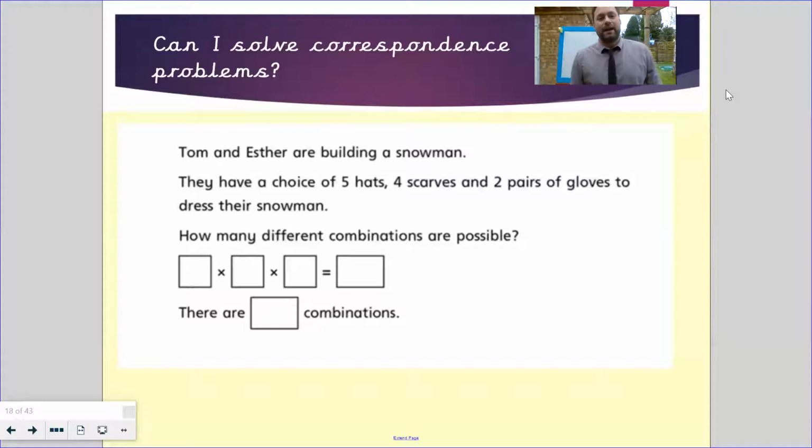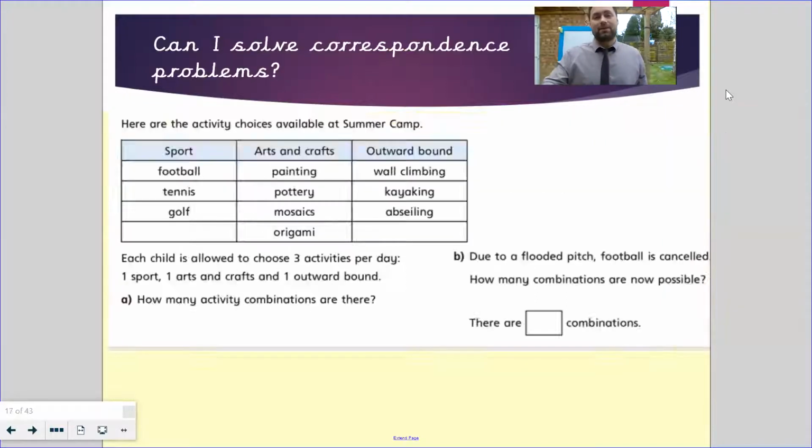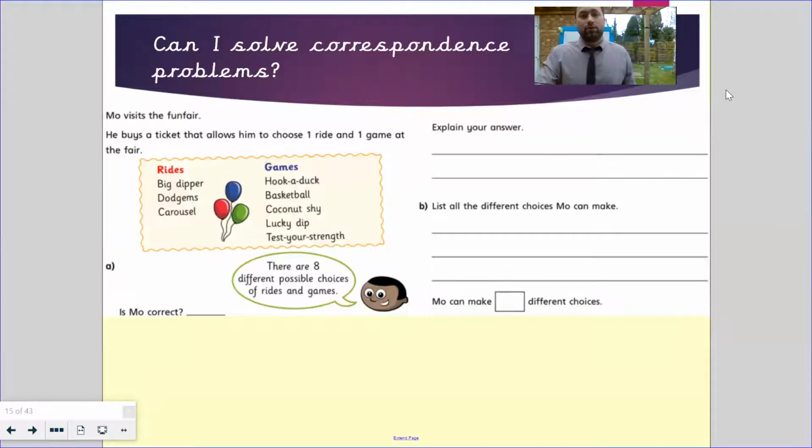Tom and Esther are building a snowman. They have a choice of 5 hats, 4 scarves, and 2 pairs of gloves to dress their snowman. How many different combinations are possible? And then write down the combinations. That is the end of the questions. If you paused at each slide, that should give you a bit of time to answer them. Again, if you haven't got through all of them, please don't worry. I'm now going to go back to the first question and we're going to go through the answer.